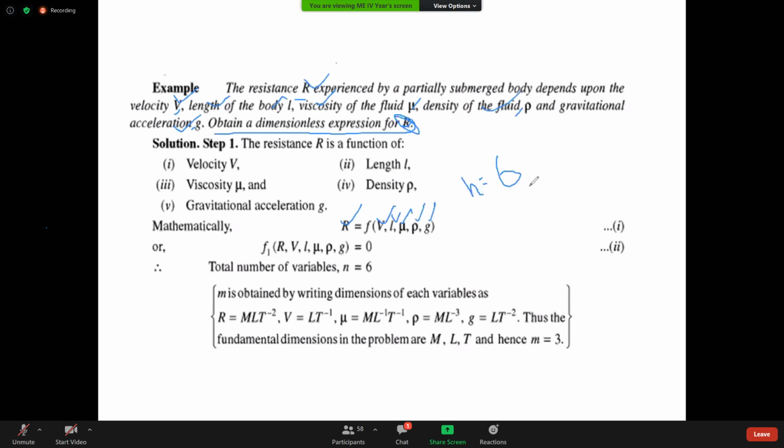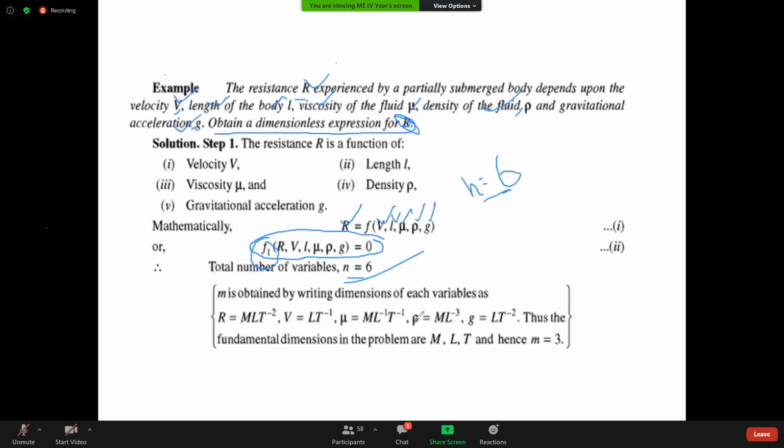So I can write this as per Buckingham's rule. It can be written like this: that means a function of R, V, L, mu, rho, G equal to 0. The total variables I have written here, n is equal to 6. How many fundamental dimensions are there? Can anybody tell?